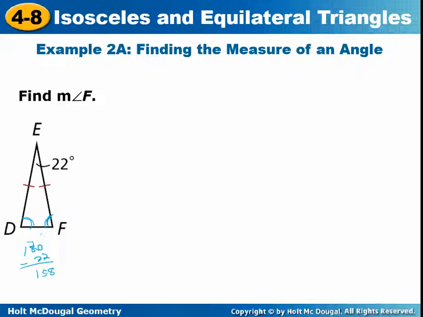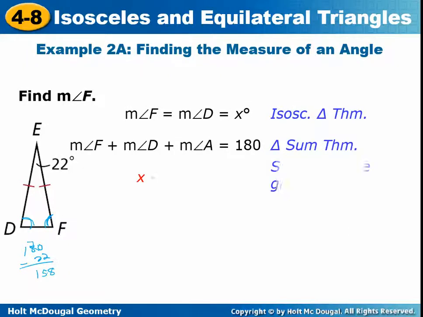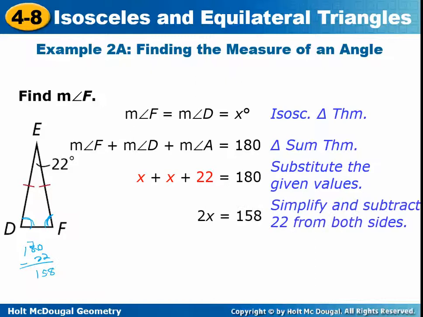But they're the same. So I can just take 158 and divide it by 2 in order to figure out my answer. Now they write a nice little equation for this, but basically they're going to do the same thing. They're going to take 158 divided by 2 to get 79 degrees. That means angle D is 79 and angle F is 79, and that's what we were trying to find. So subtract the known angle from 180 if you're given the non-base angle, and then divide by 2.